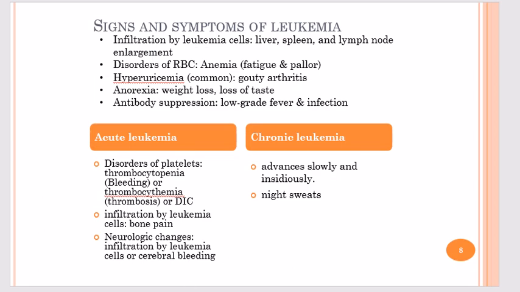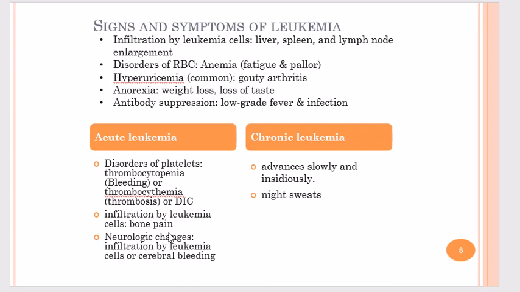So continuing on with leukemia, in particular now looking at the signs and symptoms of leukemia, the abnormal leukemic cells have the ability to infiltrate other tissues, in particular the liver, the spleen, and lymph nodes. So they infiltrate these other tissues and cause enlargement of the liver, enlargement of the spleen, enlargement of the lymph nodes. In acute leukemia, it can infiltrate the bone, as stated here, and this can cause bone pain.